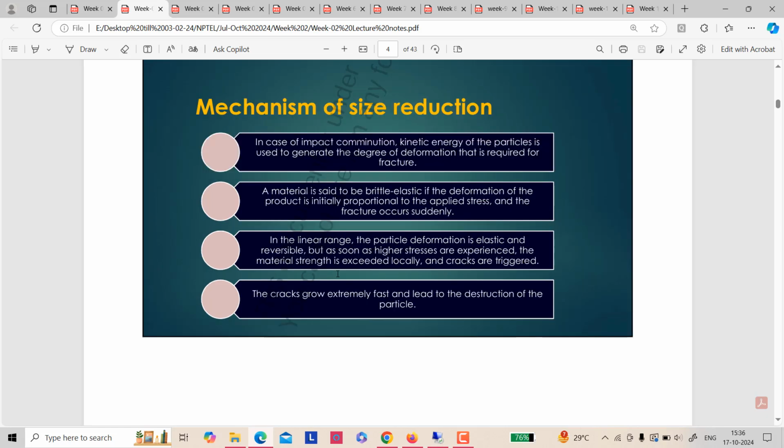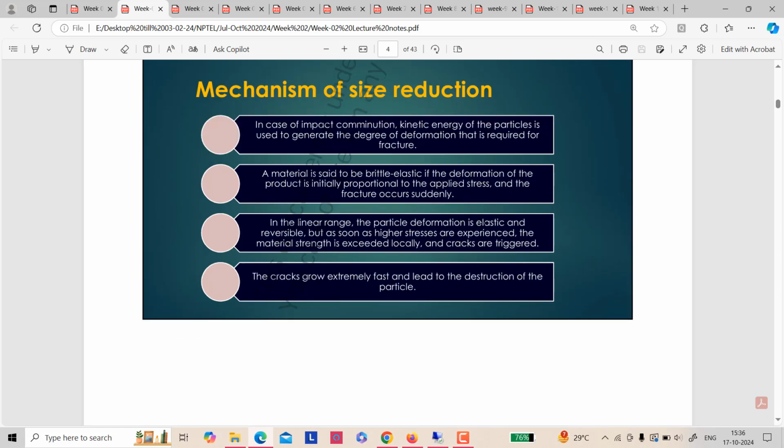In the linear range, the particle deformation is elastic and reversible. When we apply stress in the linear range and then withdraw the force, the elastic material will return to its original shape. But as soon as higher stresses are experienced, the material strength is exceeded locally and cracks are triggered. The cracks grow extremely fast and lead to the destruction of the particles.